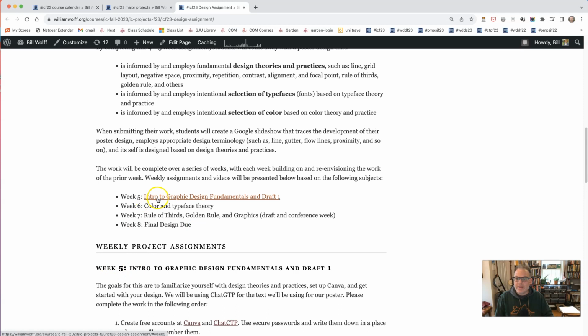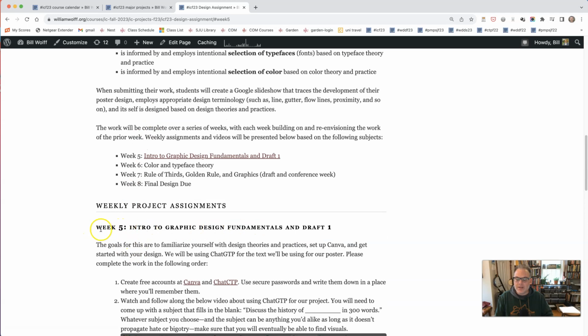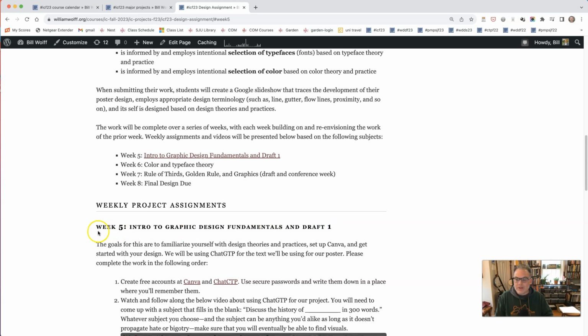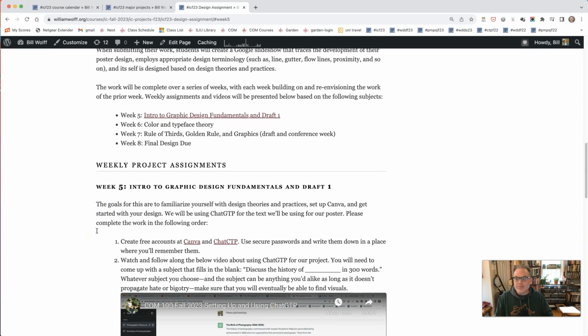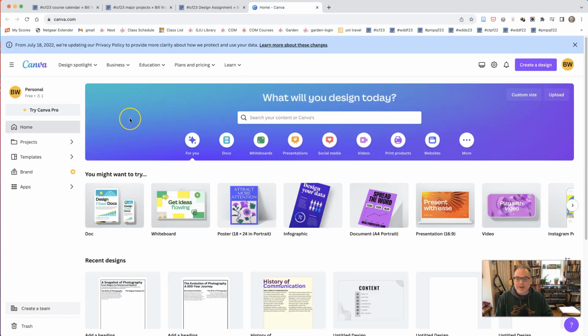work. And these links right here will jump down to the individual sections for that week and what is assigned. So for week 5, you are going to be introduced to graphic design fundamentals and creating draft number 1. To complete this work, we're going to be taking advantage of Canva, which is a free online design space that people are using quite a bit right now to very efficiently create media.